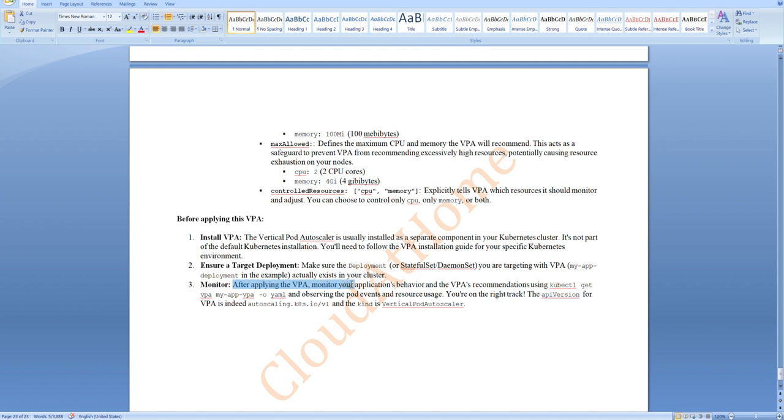After applying the VPA, monitor your application behavior and VPA recommendation based on kubectl get vpa and your VPA name, your metadata name, and observe the pod events and resource usage. Okay, so if you are on the right track, the API version for VPA is indeed this, and the kind is VerticalPodAutoscaler.